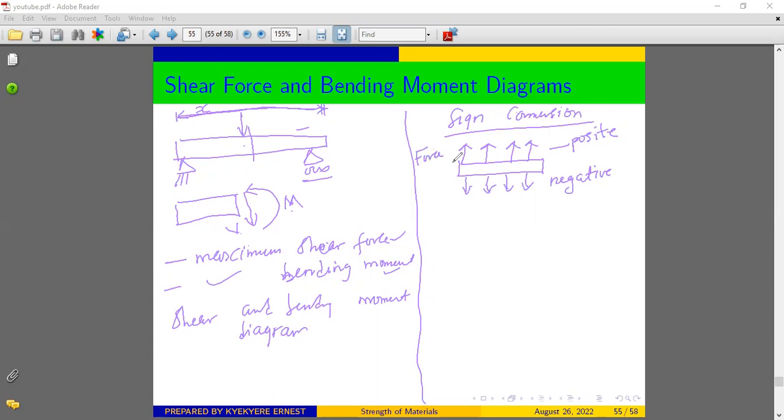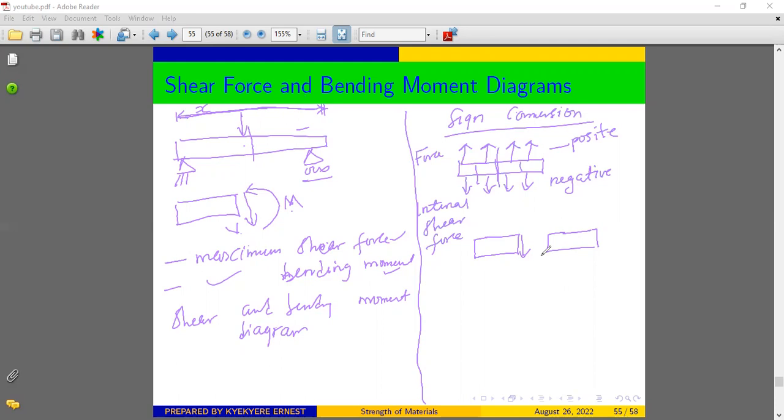Let's look at the internal shear force, which is in the member. If I cut through this section, I'm going to get two halves like that and two halves like that. Therefore, the internal shear force is going to be like this. And to every action, there is an equal and opposite reaction. So if this side is pointing downwards, then this side is going to point upwards.